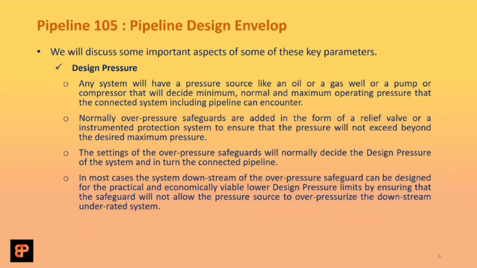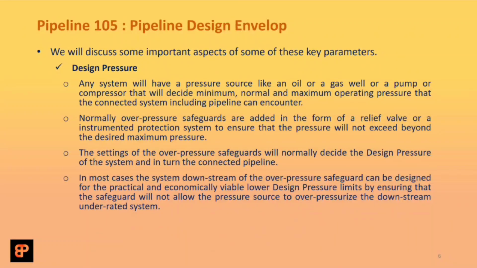So the overpressure safeguards are always important, and they play a determining role in the economics of oil and gas facility implementation. If the source pressure itself is very low, within the practical limits, then the whole system can be designed for the full pressure.